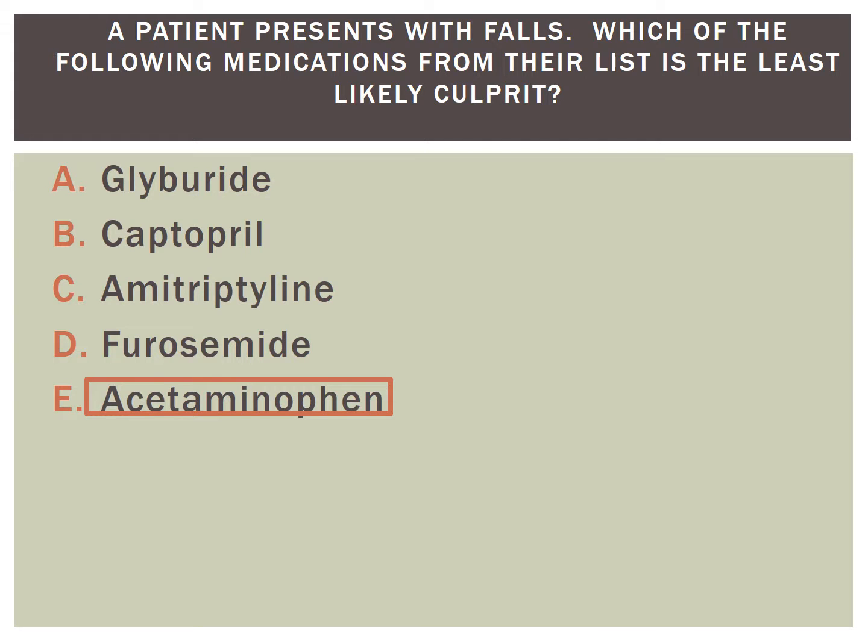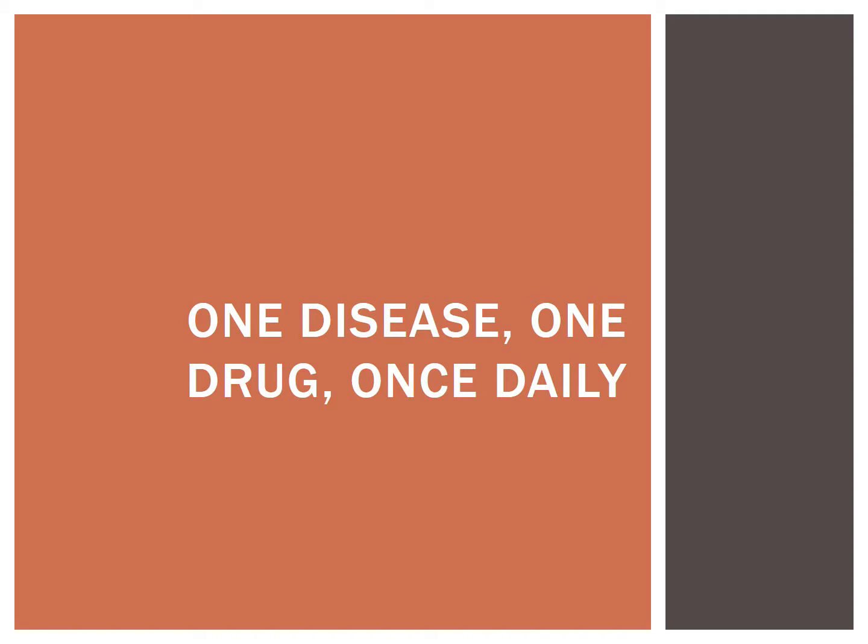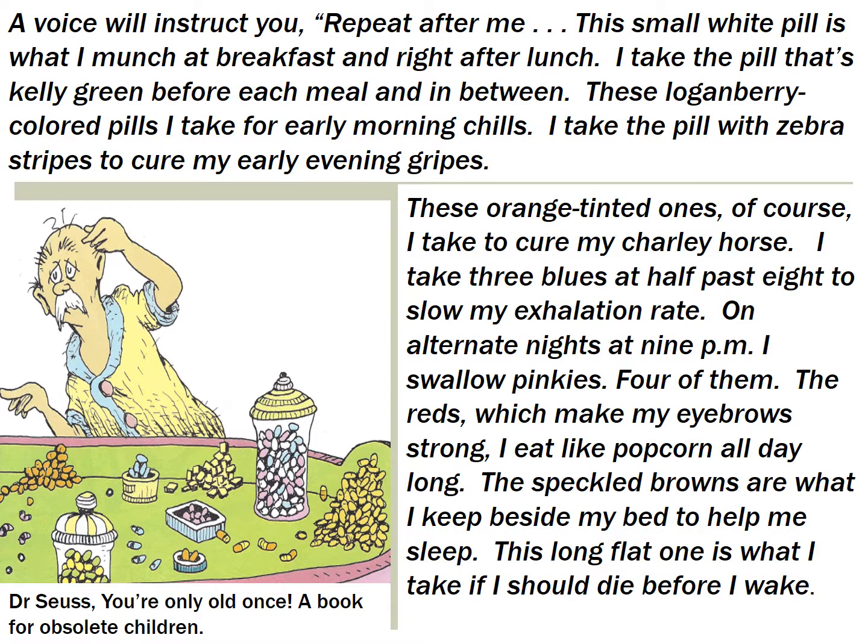The next mantra that I use when thinking about medications for older adults is one disease, one drug, once daily. And this relates to the concept of polypharmacy. So this is from Dr. Seuss, his book, You're Only Old Once, a book for obsolete children. I think it gives a great humorous look at polypharmacy.